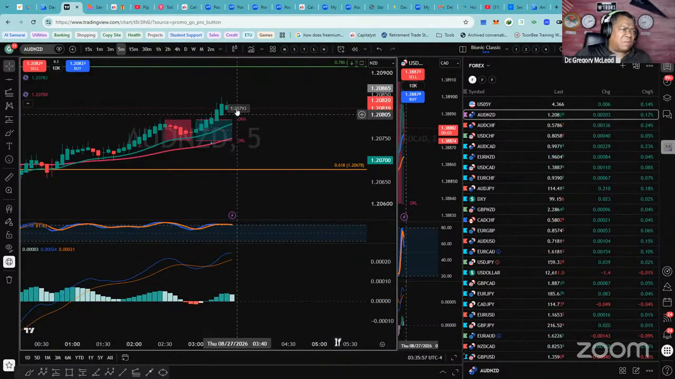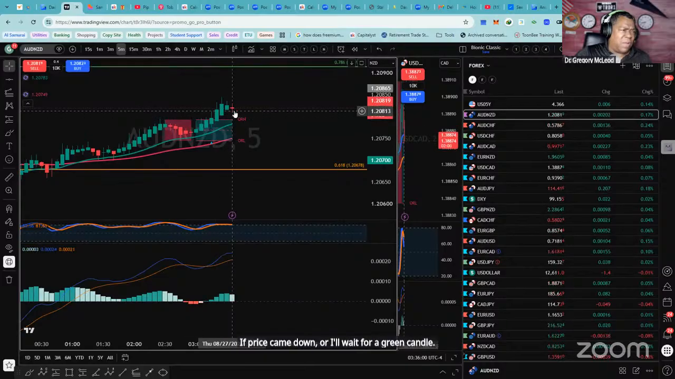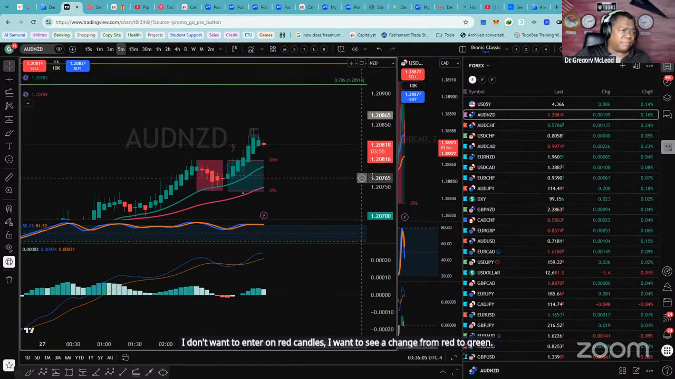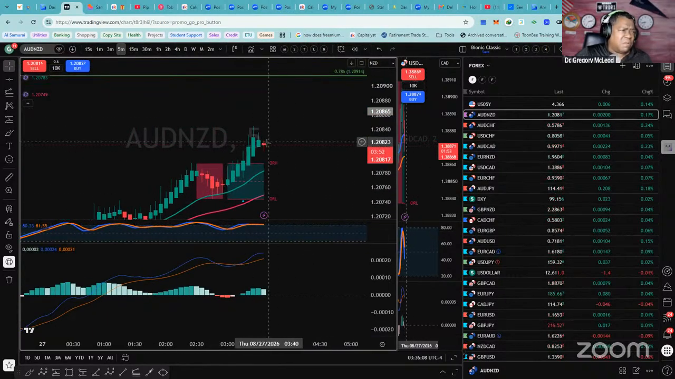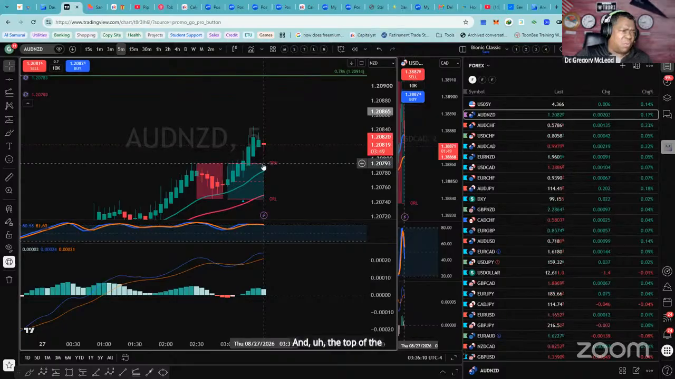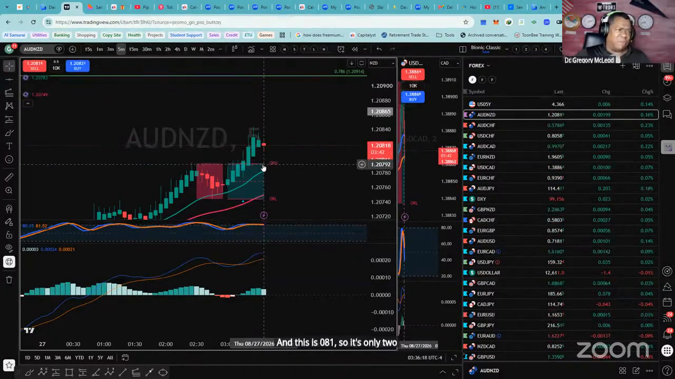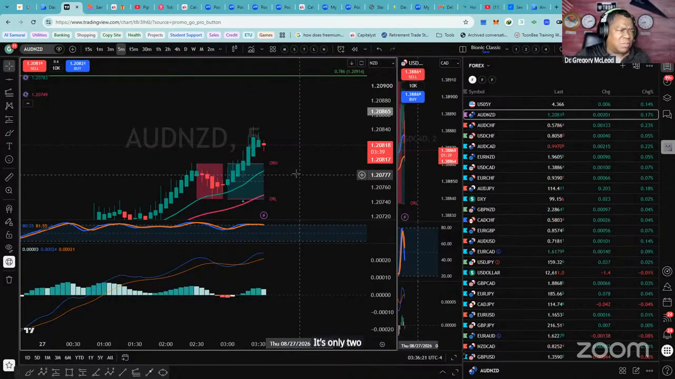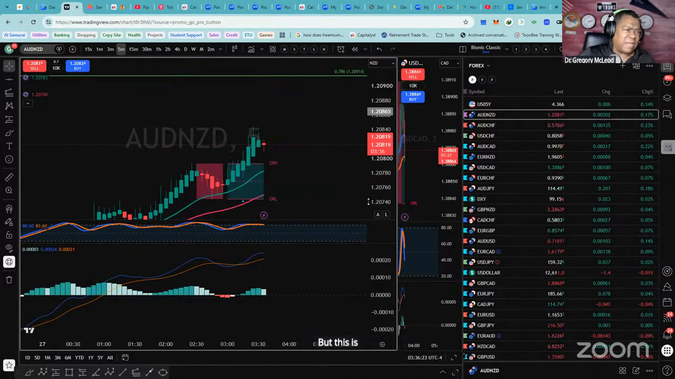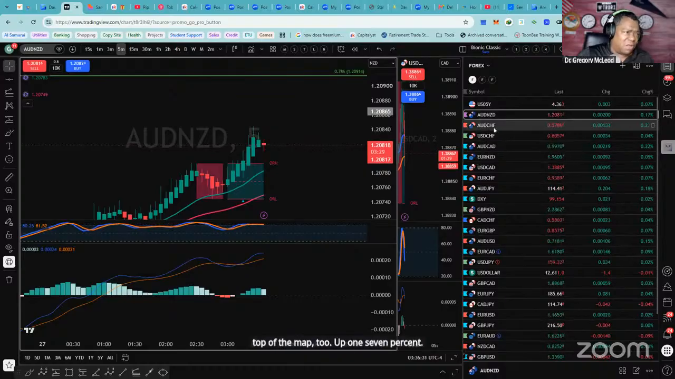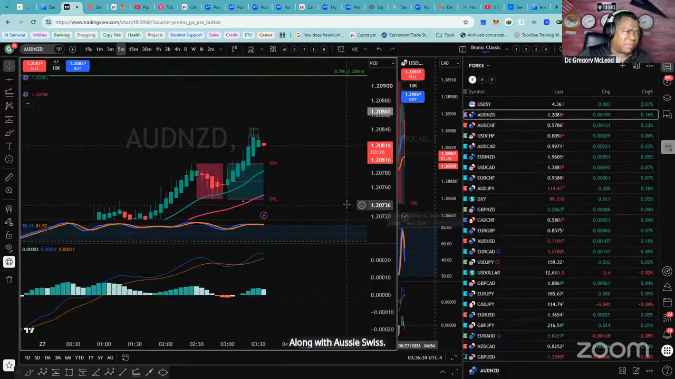If price came down, I wait for a green candle. I don't want to enter on red candles. I want to see a change from red to green. And the top of the range is at 1079, and this is 081. So it's only 2 pips above the range. But this is a strong candidate. In fact, it's an A, right? And it's top of the map too, up 0.17%, along with Aussie Swiss, right?